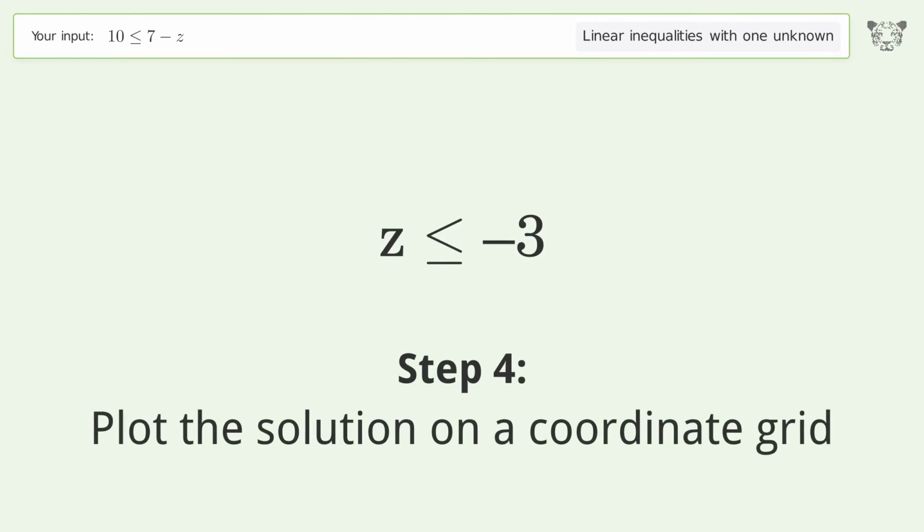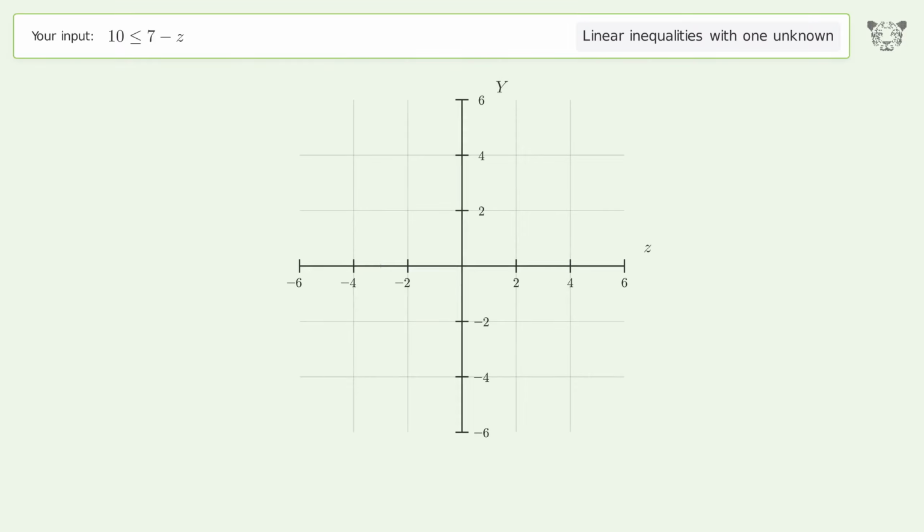Plot the solution on a coordinate grid. And so the final result is z equal or smaller than -3.